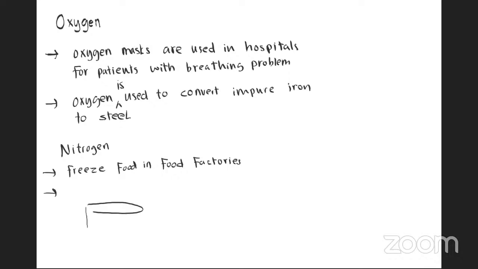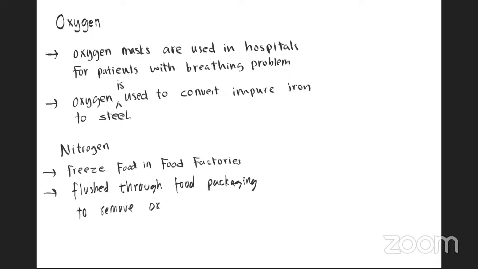So if you have, let's say, a food can and you don't want the food inside the can to decay, then not you, but I mean factories. In factories that produce food cans, they don't want the food to get decayed quickly. So the oxygen is sucked out and then nitrogen is replaced instead. So when the food can has nitrogen in it, it slows down the rate of decay because nitrogen is unreactive. Okay, so it is flushed through food packaging to remove oxygen and keep food fresh.